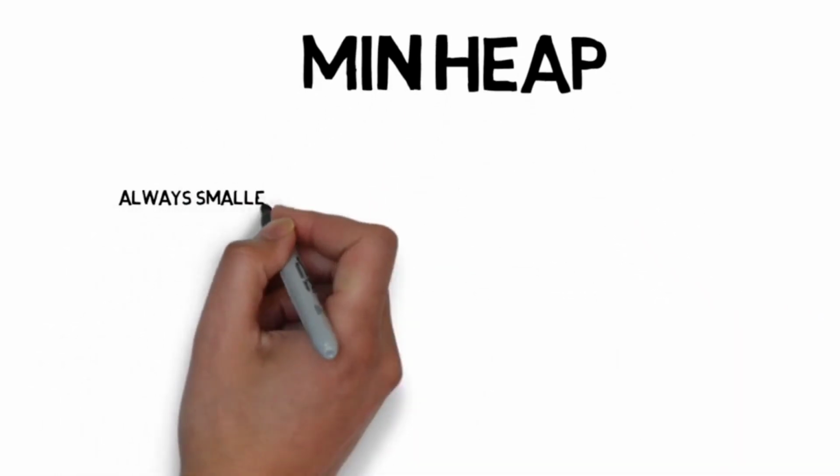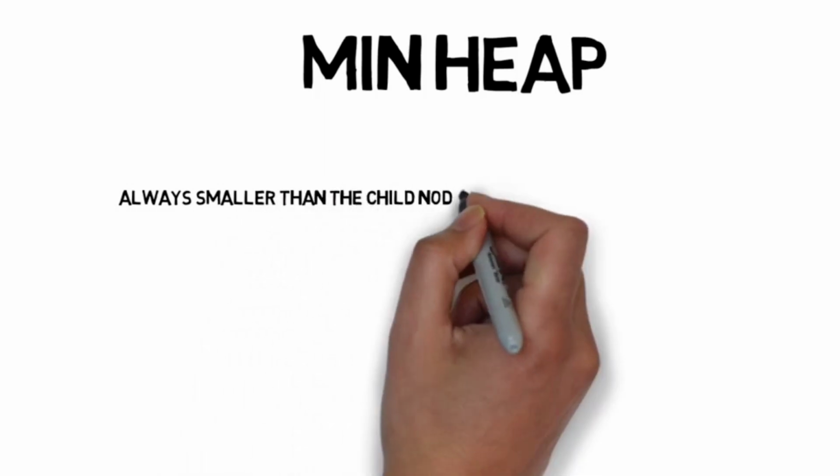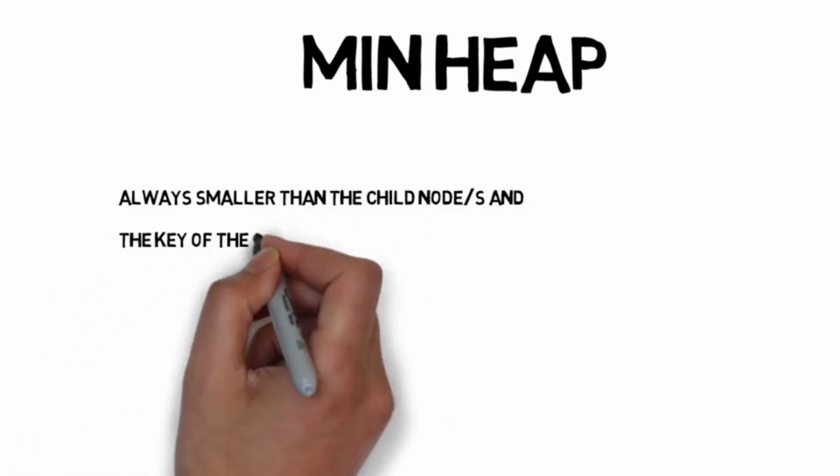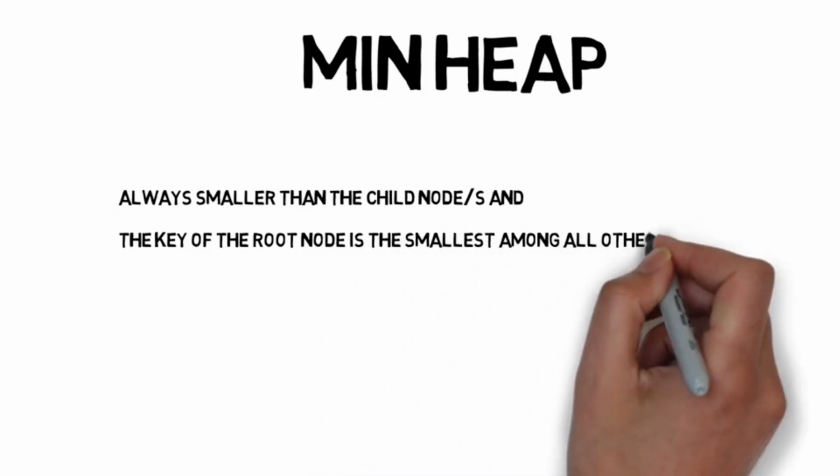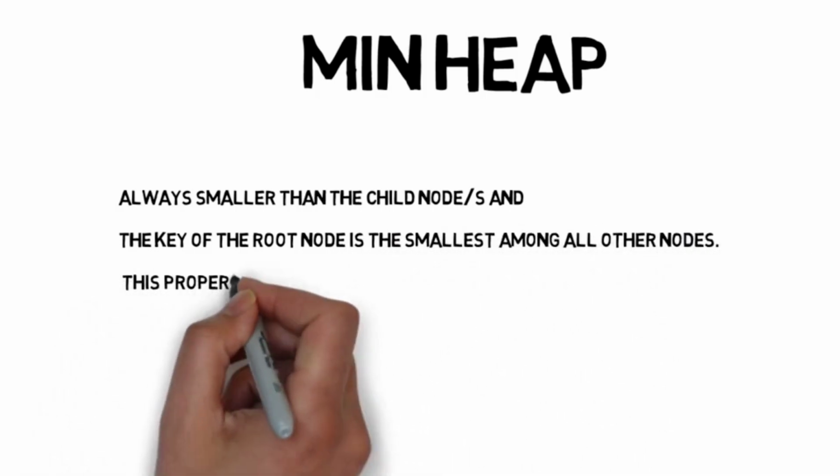What is a min heap? In a min heap, the value of each node must be less than its child nodes, which means the root node must be the smallest among all the other nodes. And this property is known as the min heap property.